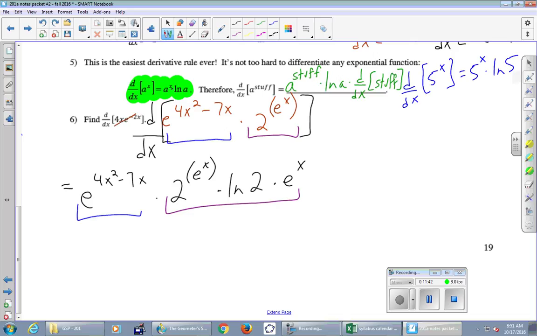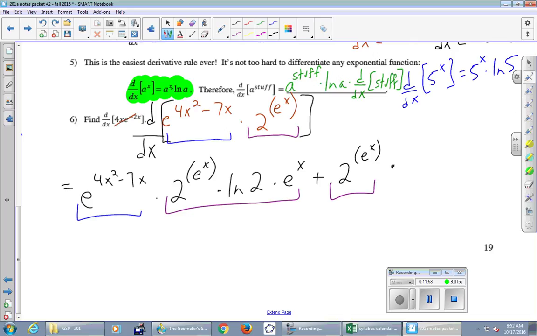But then continuing the product rule, what's the next symbol? Plus, and then we'll do second times derivative of the first. So we're copying the second. That's 2 to the e to the x times the derivative of the first.